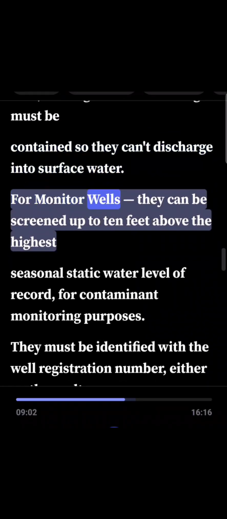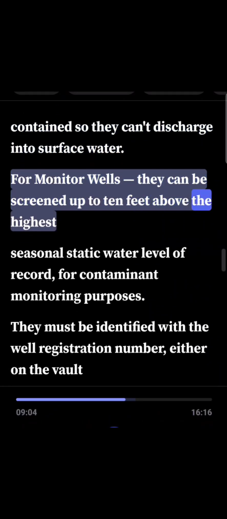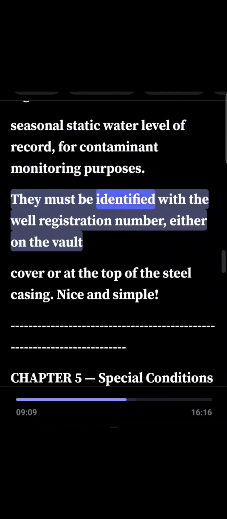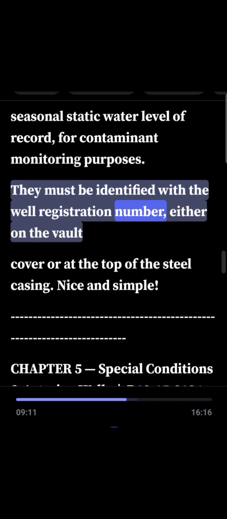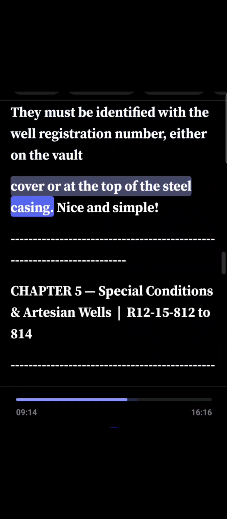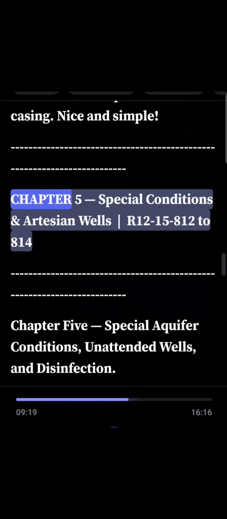For monitor wells, they can be screened up to 10 feet above the highest seasonal static water level of record for contaminant monitoring purposes. They must be identified with a well registration number either on the vault cover or at the top of the steel casing. Nice and simple.